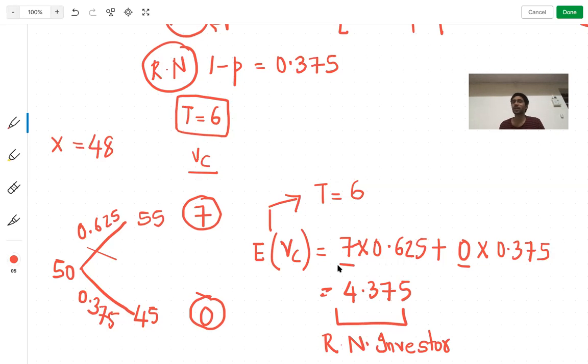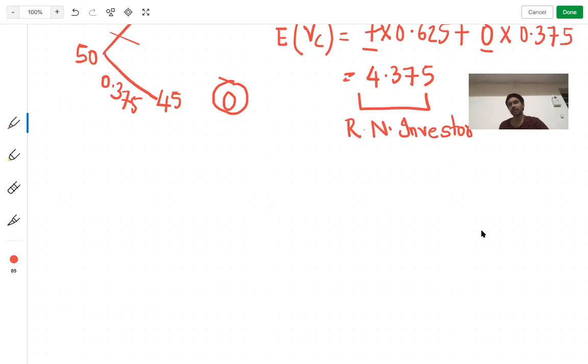Okay, the moment I multiplied the payoff of a call option with risk neutral probabilities instead of real world probabilities, the expected value of call option that I calculated at t equal to 6 is the expected value from the viewpoint of a risk neutral investor, which is 4.375 in this case. Okay, had I used real world probabilities over here instead of 0.625 and 0.375, what I would have got would have been the expected value of a call option in the real world, which is from the viewpoint of a risk averse investor. All right, but I've not done that here. Okay, let us go ahead now.